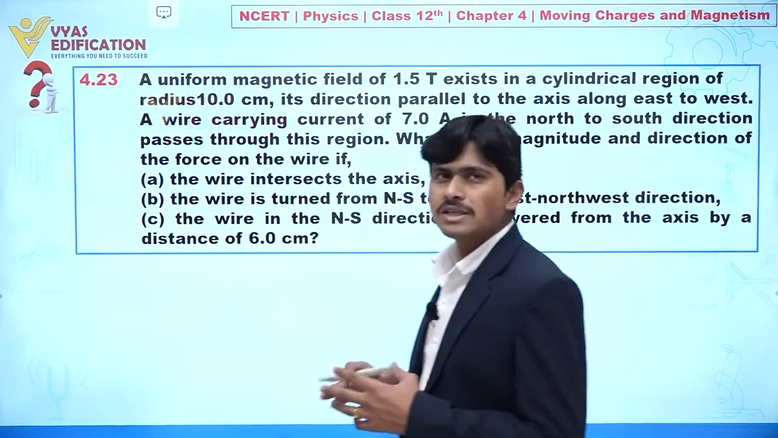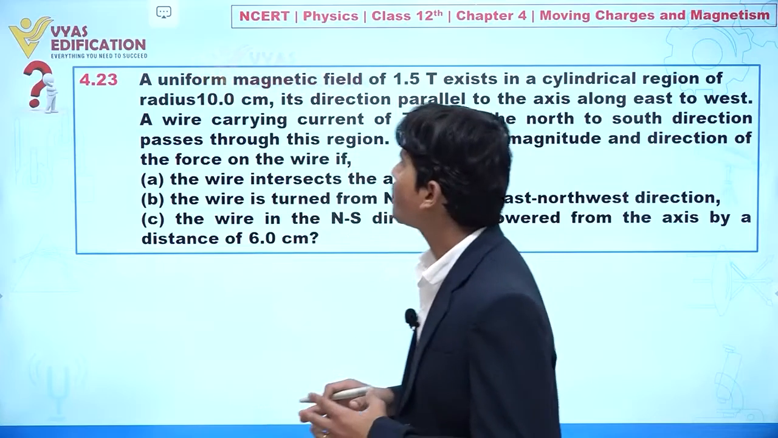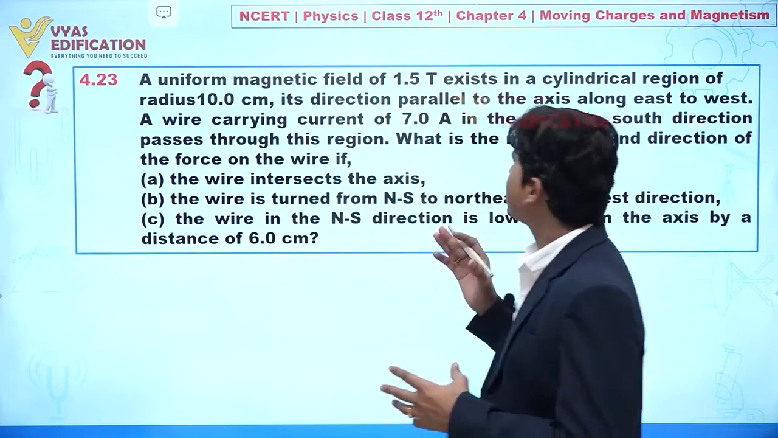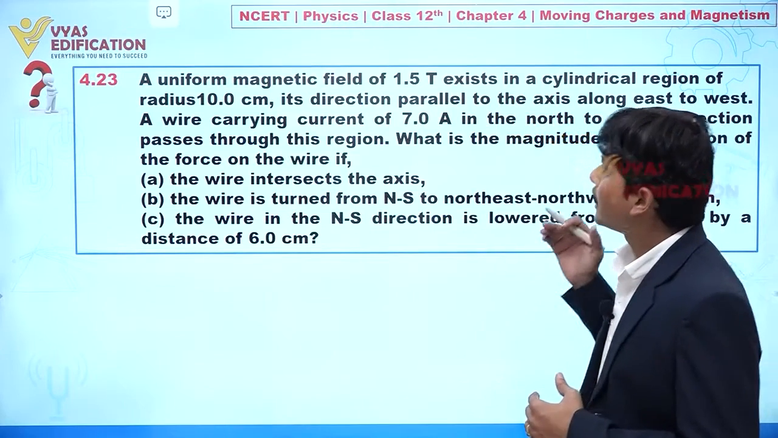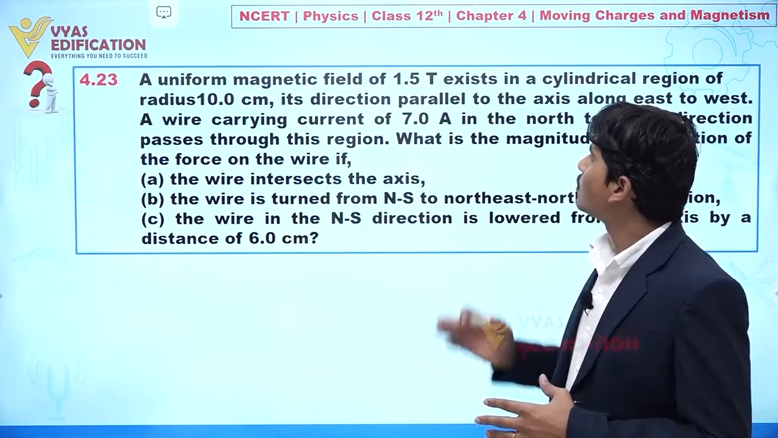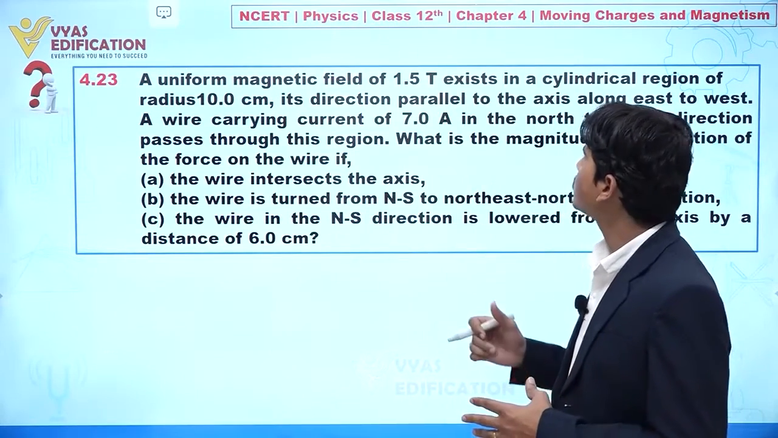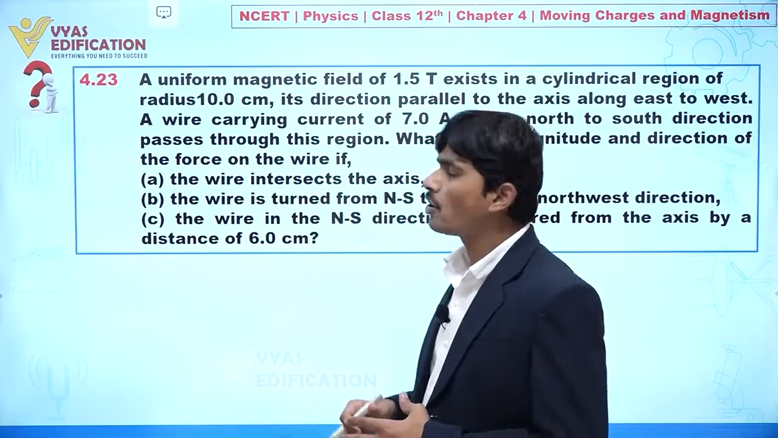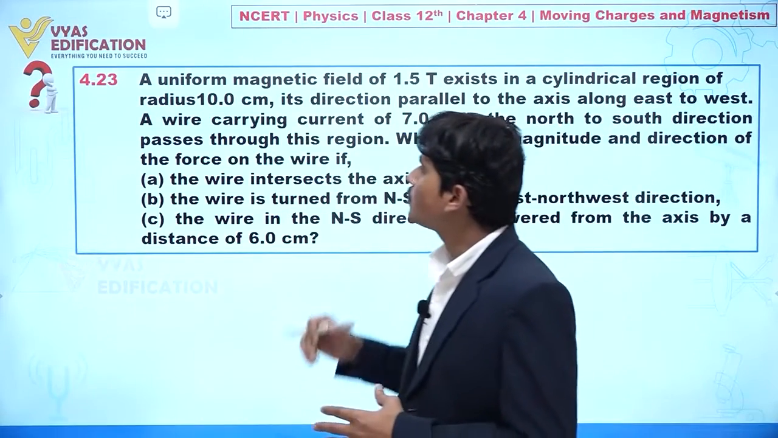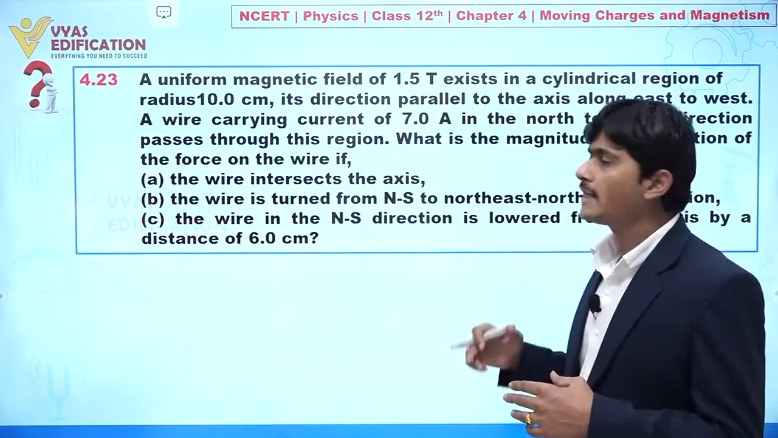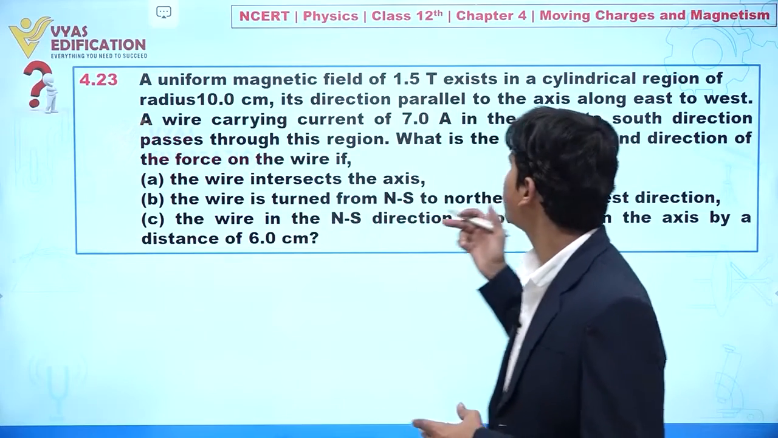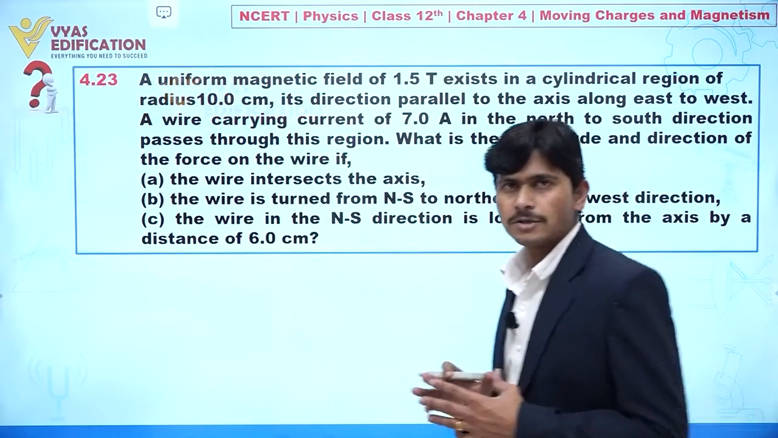Actually you can see in this question it is given that we have a uniform magnetic field that exists in a cylindrical region. The radius of that cylindrical region is also given to you, and the direction of the magnetic field is given along the axis, east to west, clear. It is also given that we have a wire going through this cylindrical region, having current 7 ampere, in the north to south direction, fine.